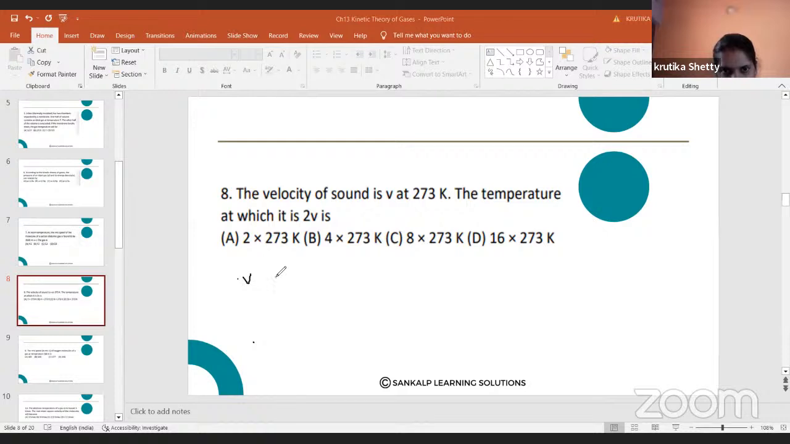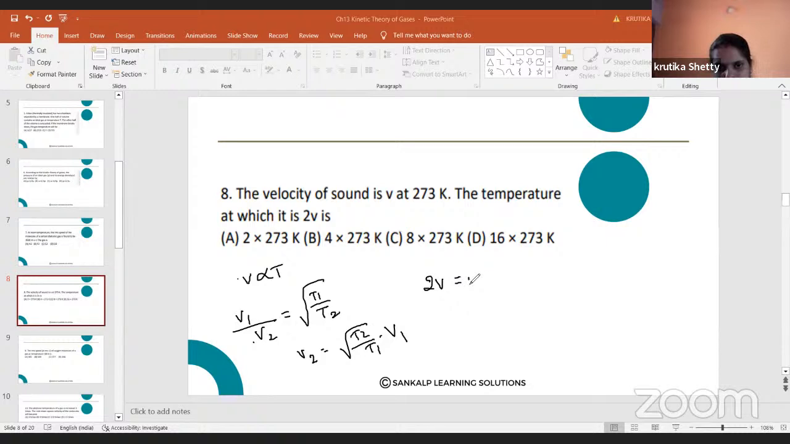We can show this here. We know that the velocity of sound is directly proportional to the square root of temperature. Therefore V1 by V2 is equal to under root of T1 divided by T2. So V2 is equal to under root of T2 divided by T1 into V1. Therefore 2V is equal to under root of T2 divided by 273 into V. V will get cancelled on both sides. Squaring on both sides, we will get T2 is equal to 2 square, which is 4, into 273. That is nothing but option B, the right option.